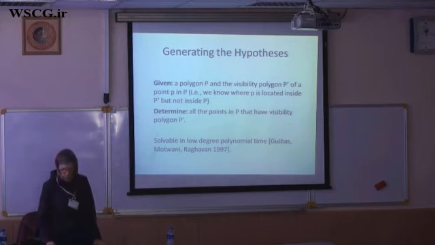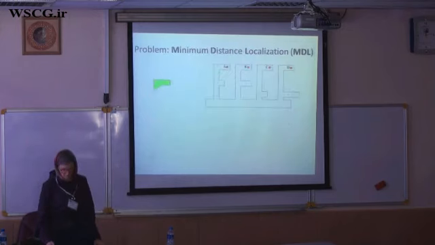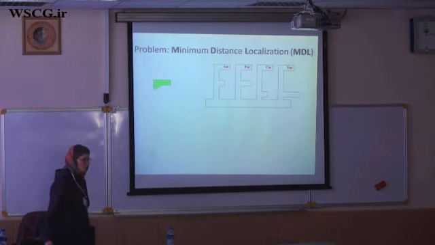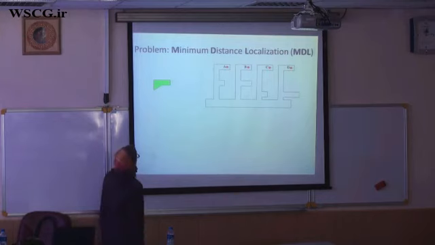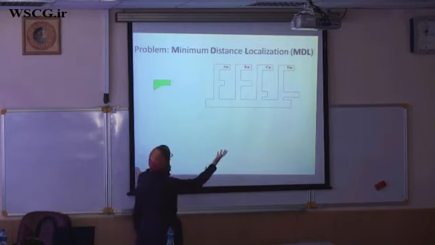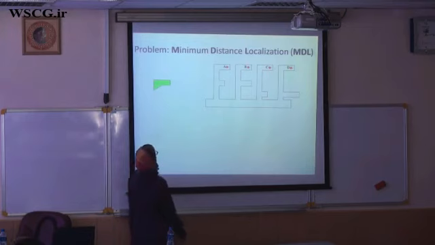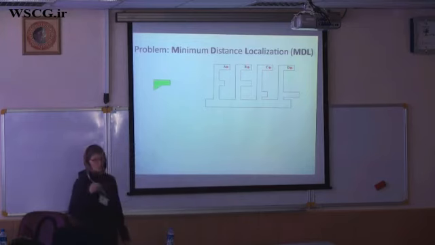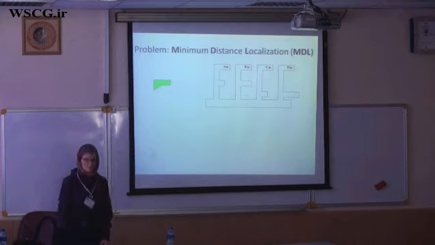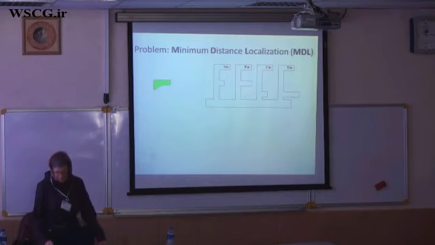So that part is done. We can build on that. So the problem that we're going to look at is called the minimum distance localization problem. So this robot wants to figure out which of the initial hypotheses is the correct one, and it wants to do the minimum traveling around in order to answer that question. So we want something efficient. We don't want it to be making a long tour to determine the answer to where it is unnecessarily.